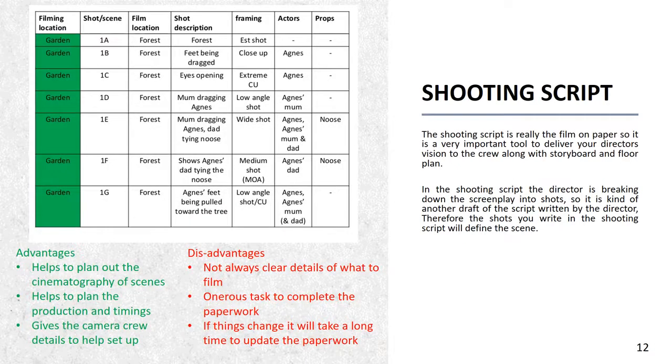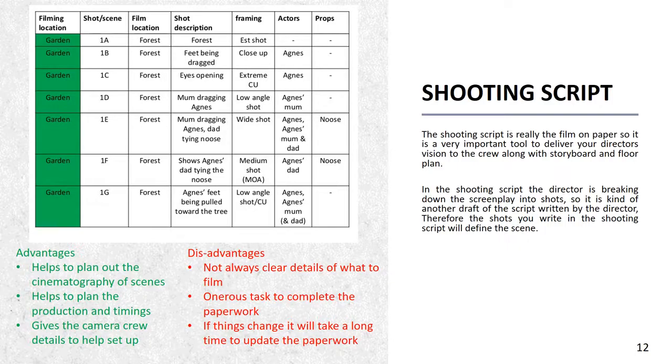A shooting script is essentially a list of all of the camera angles, all of the scenes that you're going to record in a day. So you have a shooting script, you have a list of all of the shots that you need to capture. Usually they'll be categorized in one location so you can do them all together. You'll have a short description of what the shot's going to be, any sort of framing, so what camera angle are you going to use, and details about things like what props are in the scene and any actors.